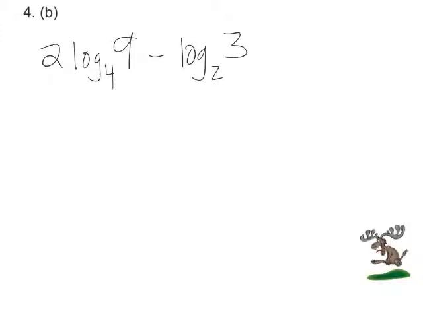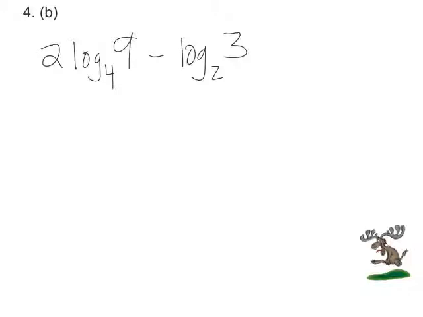Alright, moving on to 4b. What we have is 2 log base 4 of 9 minus log base 2 of 3. With this problem, there's a couple different approaches that we could take. One of them would be to try to write this log as a base 2 logarithm, or write this one as a base 4 logarithm so that we could combine them.